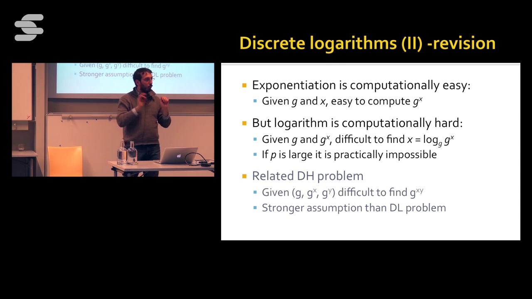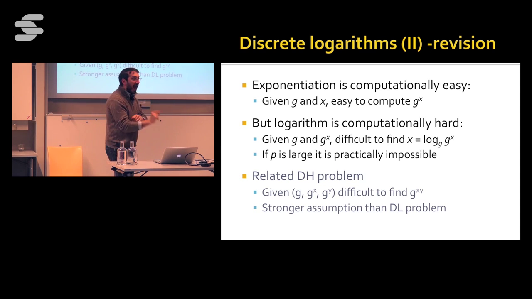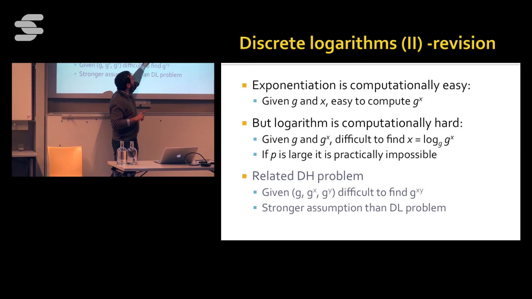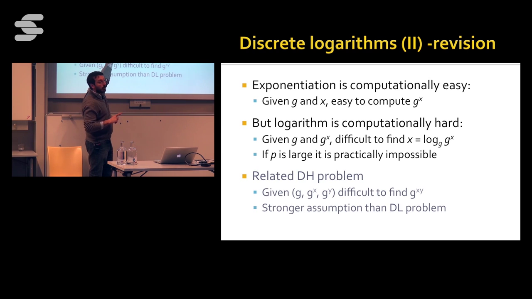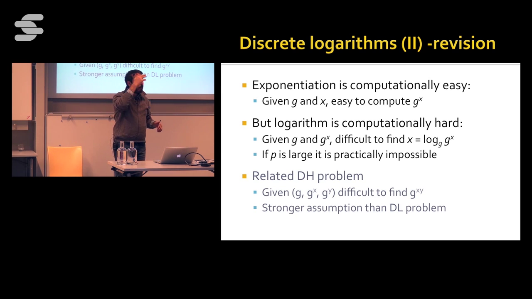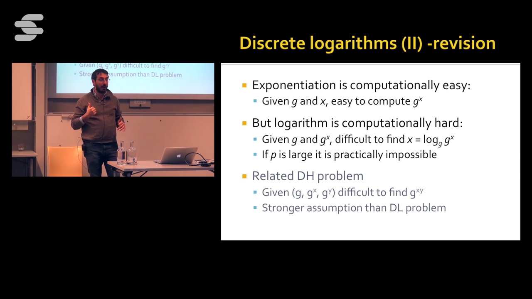Okay, very fast to do g to the x, super fast. Everybody's happy with that? Multiplying g x times with itself? Good. However, what is really interesting is that if I give you a number g and another number, which we know to be g to the x, it is difficult to find an x. So it's easy, given g and x, to get g to the x. But given g and g to the x, it's difficult to go back and get x.